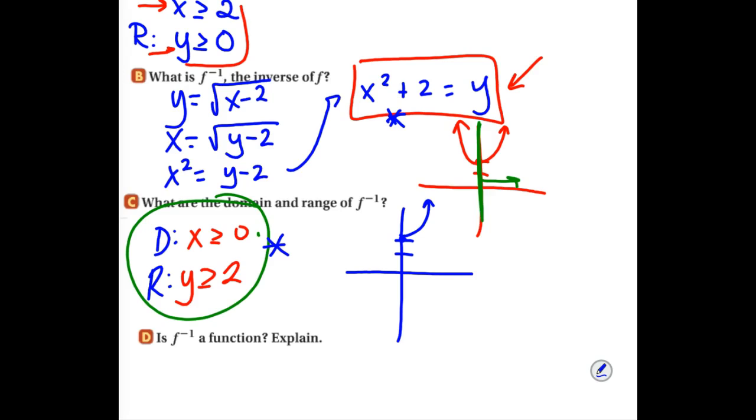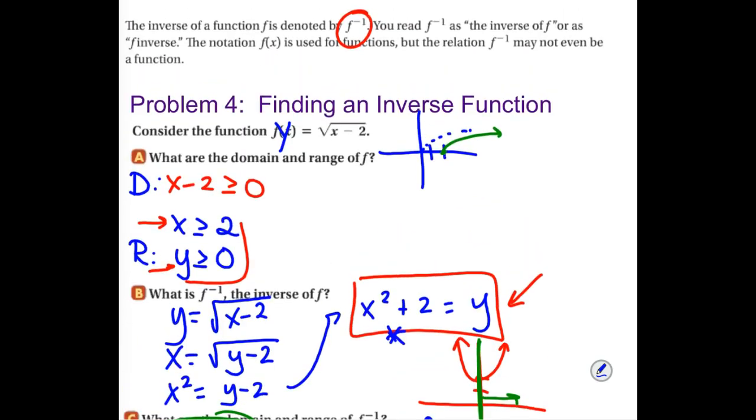And remember last week we talked about taking a picture and reflecting it over y equals x to see its inverse? If I started with this green graph and I reflect over this line, I'm just going to get that part of it, right? That's the mirror image of that. Does that make sense? So you have to be careful when there's domain restrictions on your original function. It's going to lead to some changes in your inverse function.